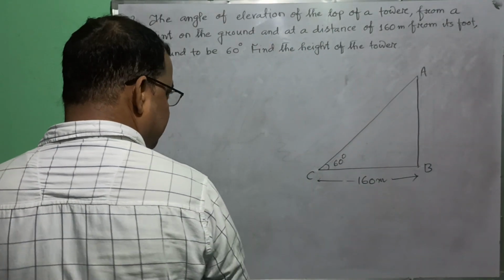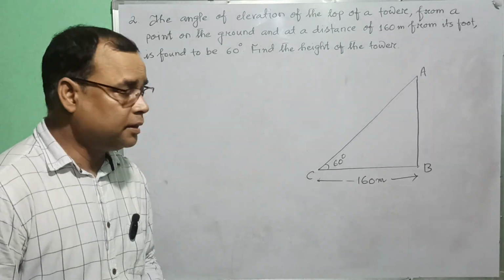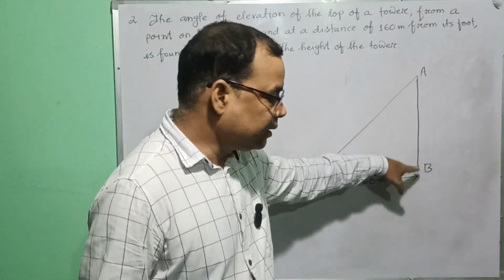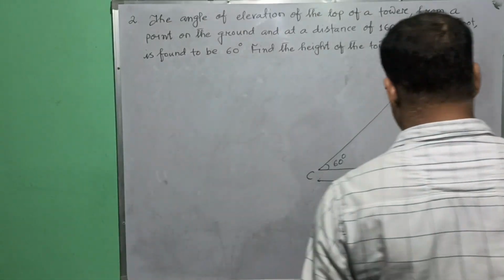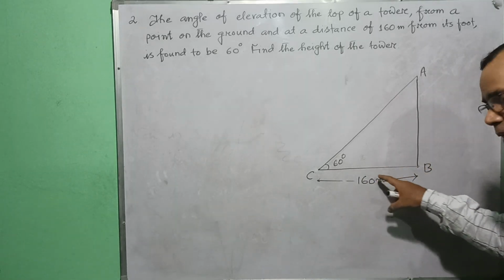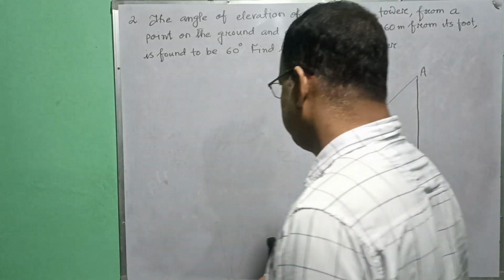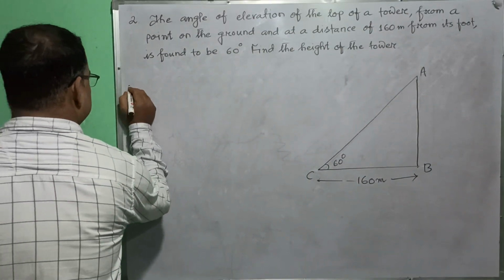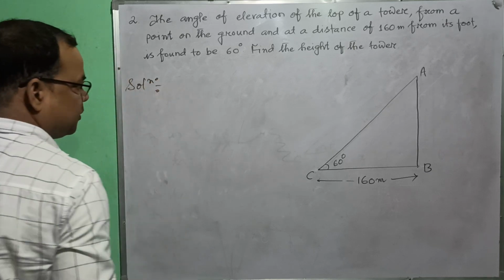Now in this figure, what we are going to find is the height of the tower. So here we have to find the length of AB. So here again you can see that it is related to perpendicular and base, so we'll choose tan, the trigonometrical ratio tan. So let me start. What we have to write?